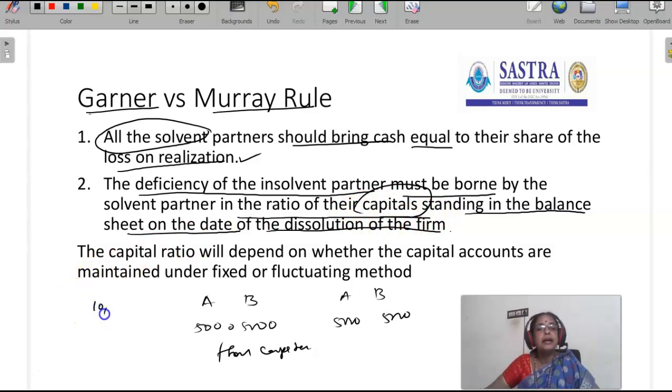10,000 rupees, A's capital, B's capital same, that is 5,000 rupees. Then reserve fund 2,000, here is 1,000 rupees.